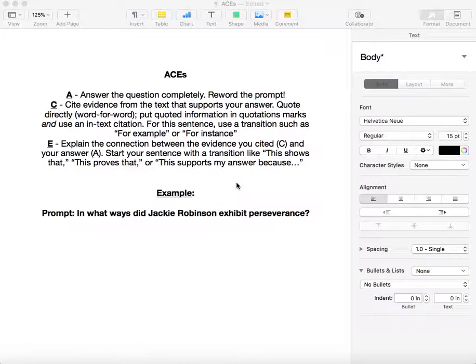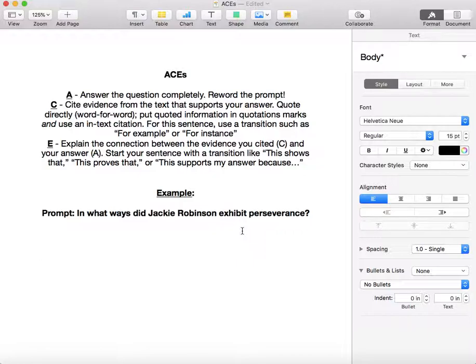The E stands for explain. So explain the connection between the evidence you cited, C, and your answer, A. Start your sentence with a transition like, this shows that, this proves that, or this supports my answer because. There are multitudes of other transition sentence starters, but these are just good examples.